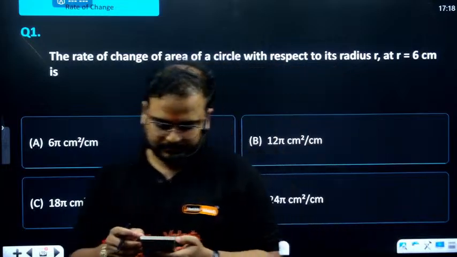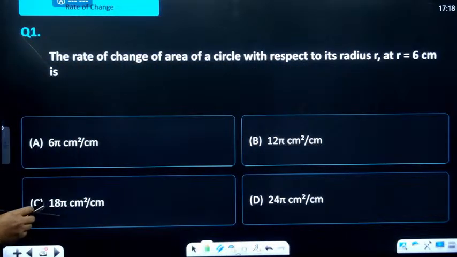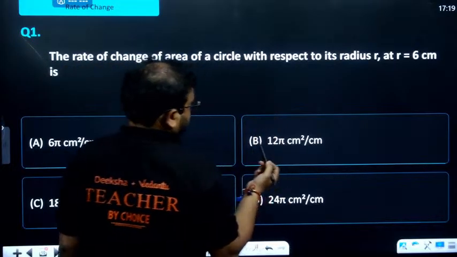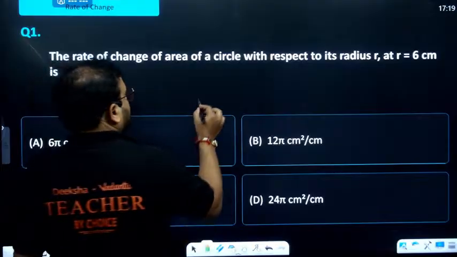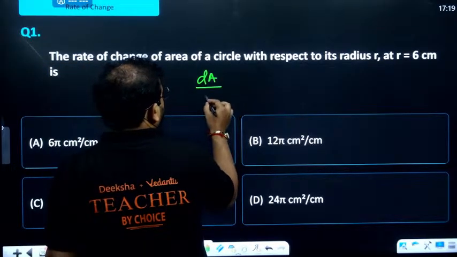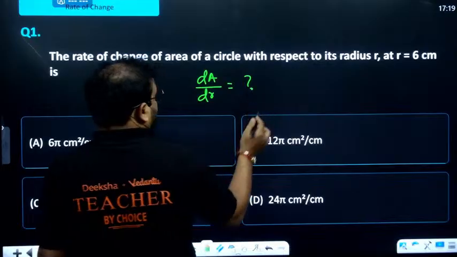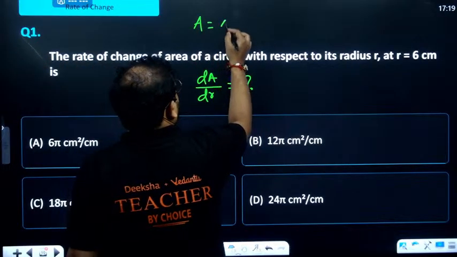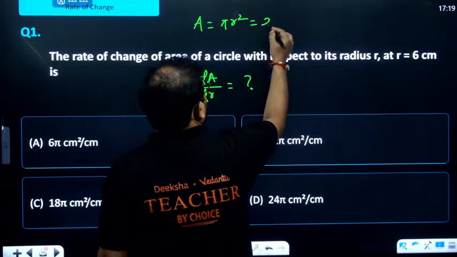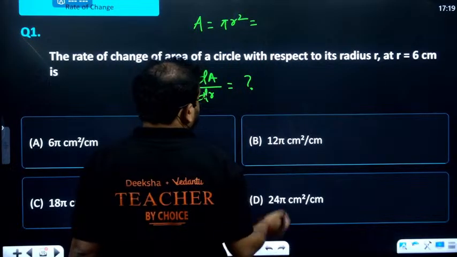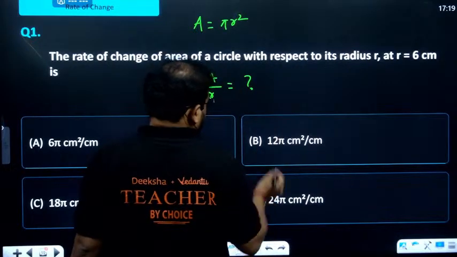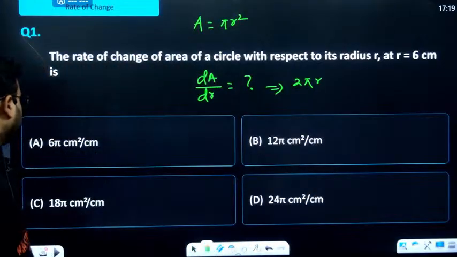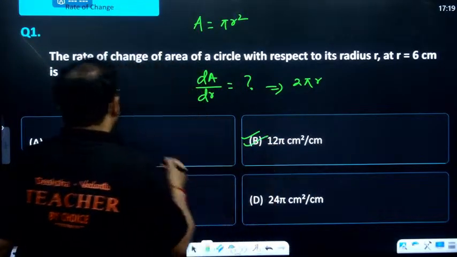Yes. Sania, what is the answer for this question? The rate of change of area of a circle with respect to its radius. Again, what are they asking? Change of area with radius they're asking. So we'll not worry about that dt part. Differentiate. What is the area, guys? Pi r square. Differentiate this. You'll have simply 2 pi r. R value is 6. That becomes 12 pi. Answer is option B.